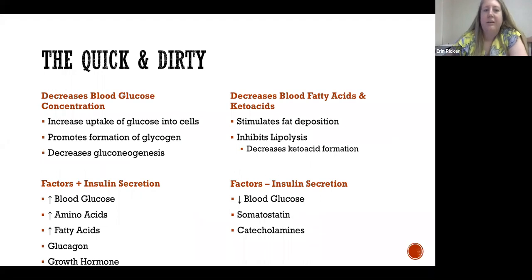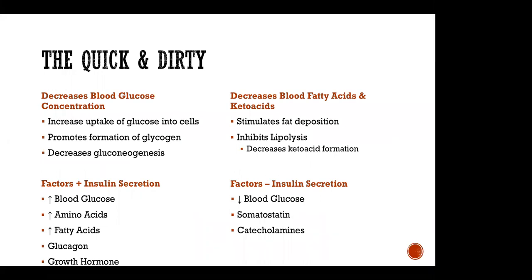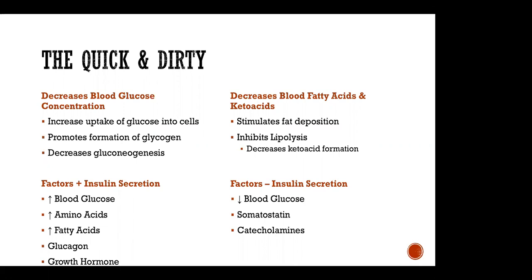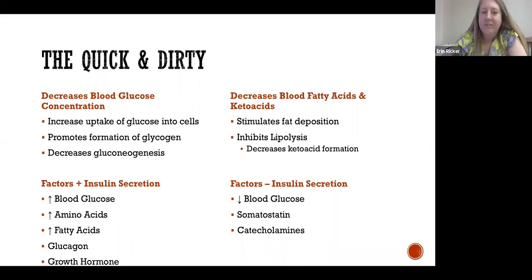Quick and dirty, insulin will decrease your blood glucose concentration. It does this by encouraging glucose to be taken into cells, encourages storage of this as glycogen, and decreases gluconeogenesis. Factors that promote insulin secretion are a high blood glucose level, high amino acids, and high fatty acids, which all make sense. And also as part of the counter-regulatory system, if you have high glucagon levels or growth hormone, that will also encourage insulin secretion.